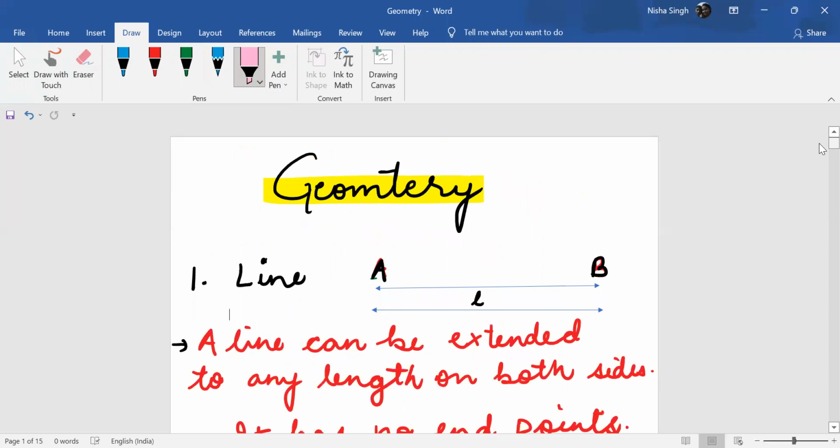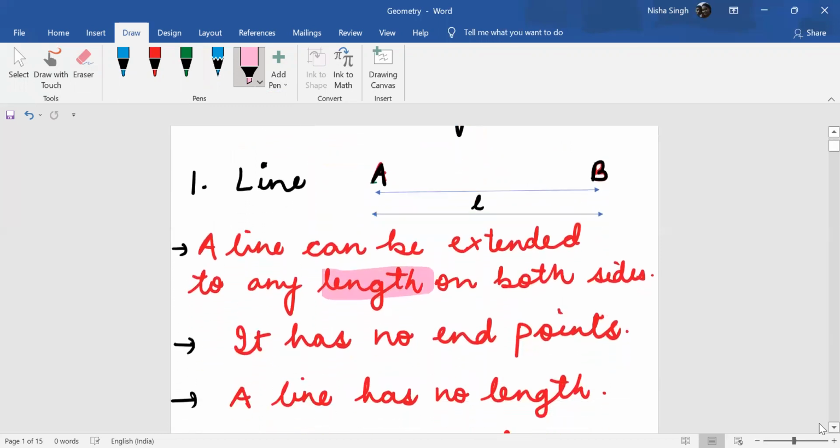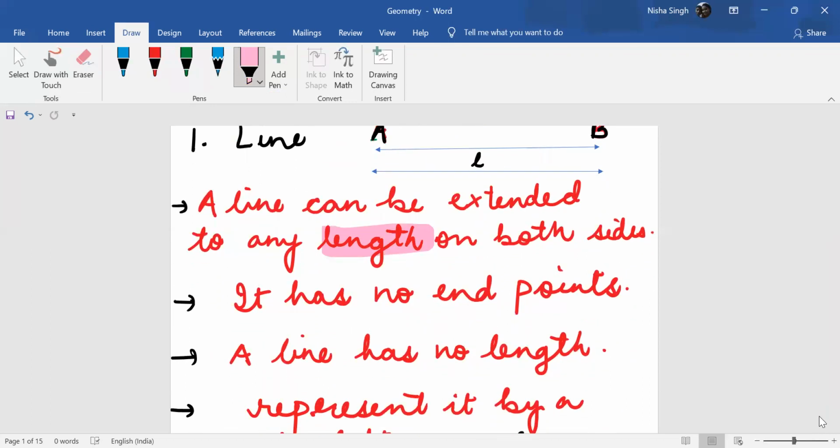I hope points related to line is clear, that it can be extended to any length on both sides. From both sides, it can be extended to any length. It has no endpoint. As it does not have any endpoint, so we cannot measure length of a line. That's why we can say that a line has no length.